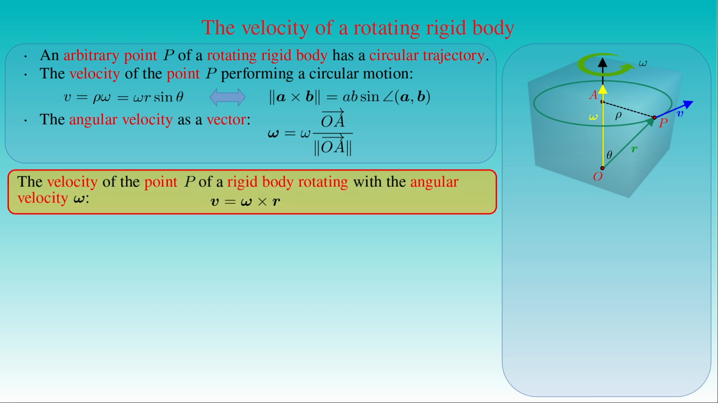Then the instantaneous velocity v of the point P of a rotating rigid body with the angular velocity omega is given by the cross product of the angular velocity vector omega and the instantaneous position vector r pointing from the point O to the point P.